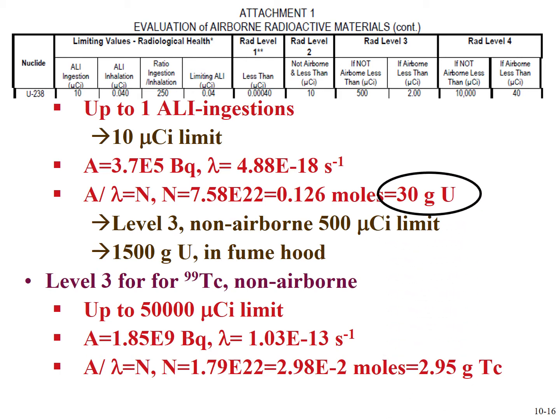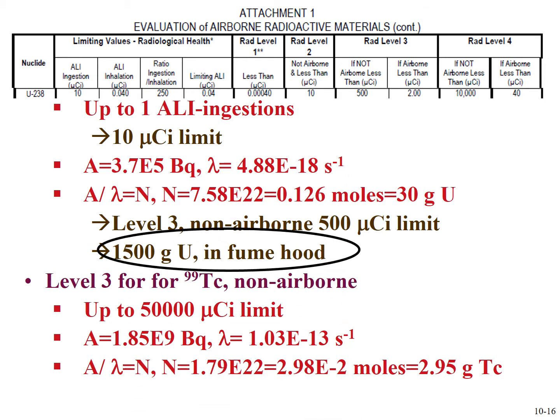So this says non-airborne uranium-238. So if I had 30 grams of uranium-238 in solution, I would be at one ALI. So I could work with this on the benchtop. What would be uranium level 3, non-airborne? If I look at the table here, I see that that is 500 microcuries. So I redo my calculation from 10 microcuries to 500 microcuries. I'm increasing that by 50 times. I need to do this in a fume hood, but now I can work with 1,500 grams of uranium.